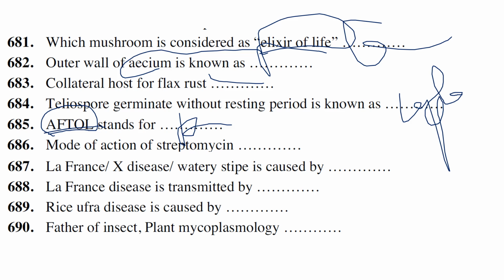Okay, mode of action of streptomycin. Generally it inhibits protein synthesis. Streptomycin was the first broad spectrum antibiotic. The first discovered antibiotic is penicillin. The first broad spectrum antibiotic is streptomycin, isolated from Streptomyces griseus, first discovered by Waksman and Henrici.